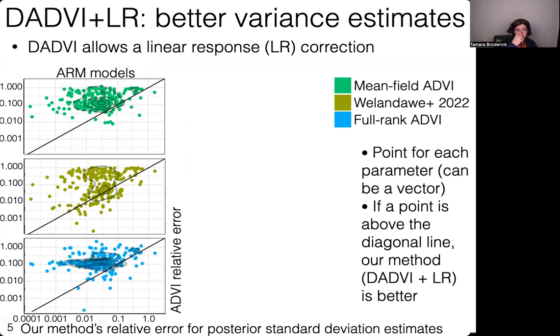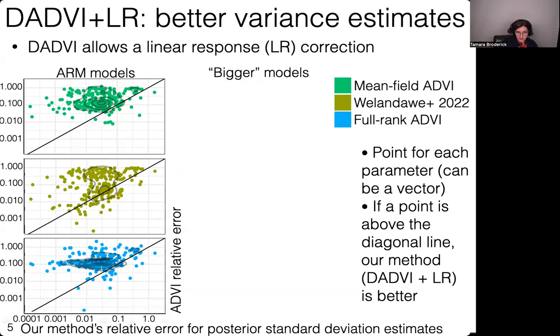Full rank ADVI, in general, we expect this to perform better than mean field ADVI. And in fact, that's what we're seeing here, that indeed the estimates of the posterior variance are better. But our method provides yet better estimates of the posterior variance. And so we're getting a situation where our method is substantially faster and substantially more accurate.